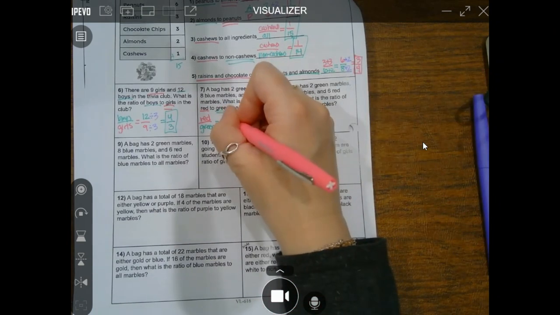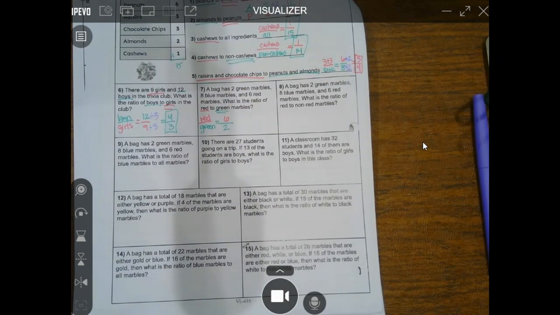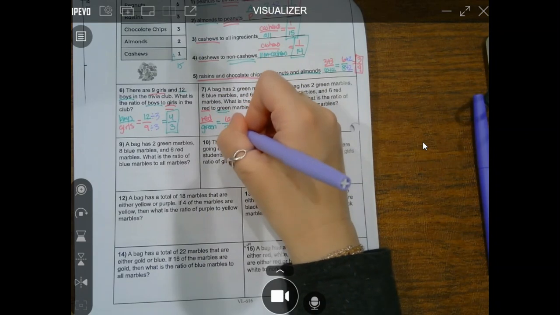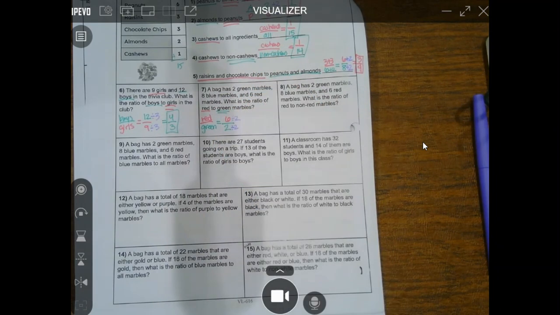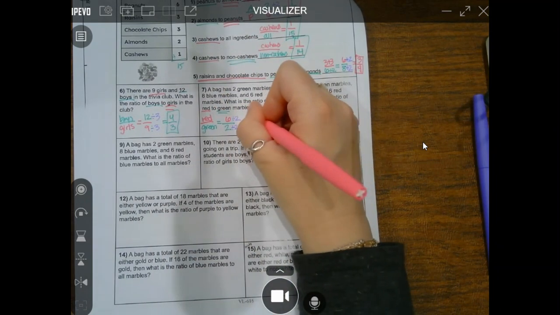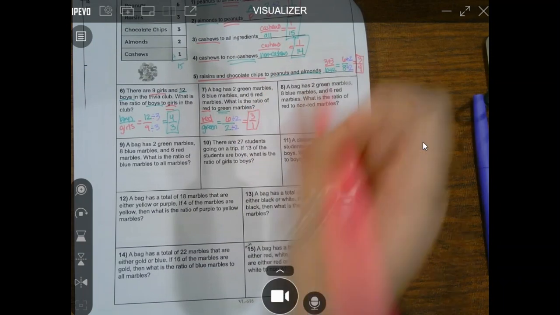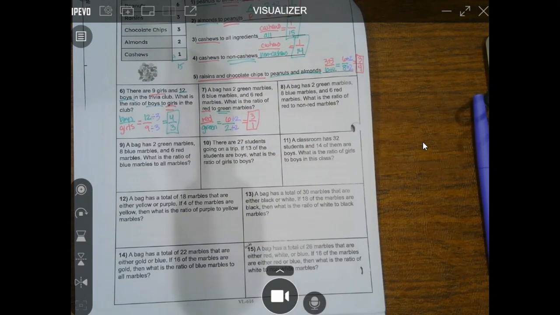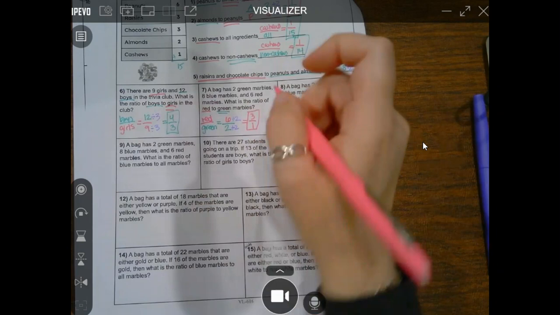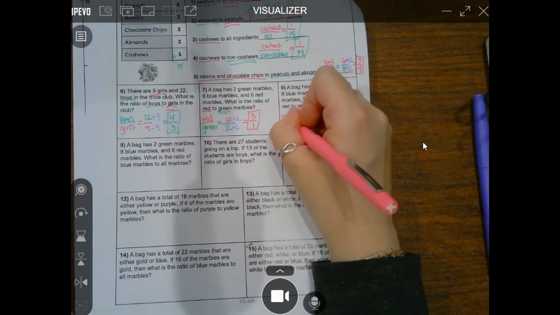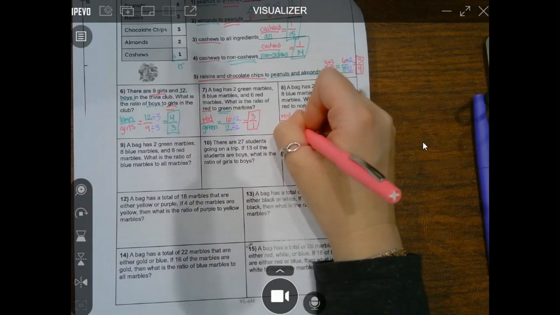Yes, 6. What can go into both of those numbers? Hopefully you said 2. So then when you reduce that, you have 3/1. Perfect. Okay, getting a little bit trickier, but not much. Okay, the next one says a bag has 2 green marbles, 8 blue marbles, and 6 red marbles. What is the ratio of red to non-red?